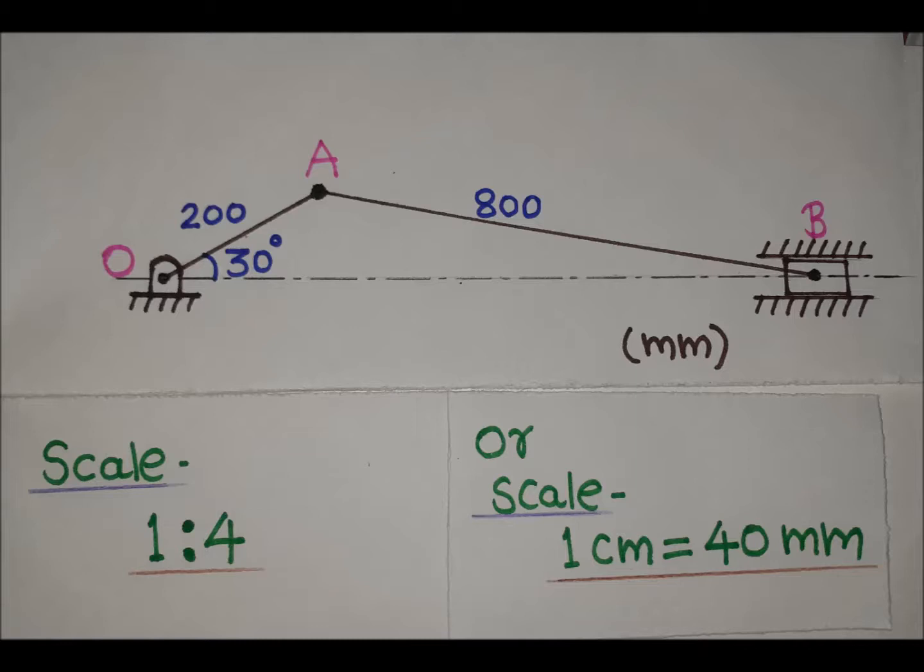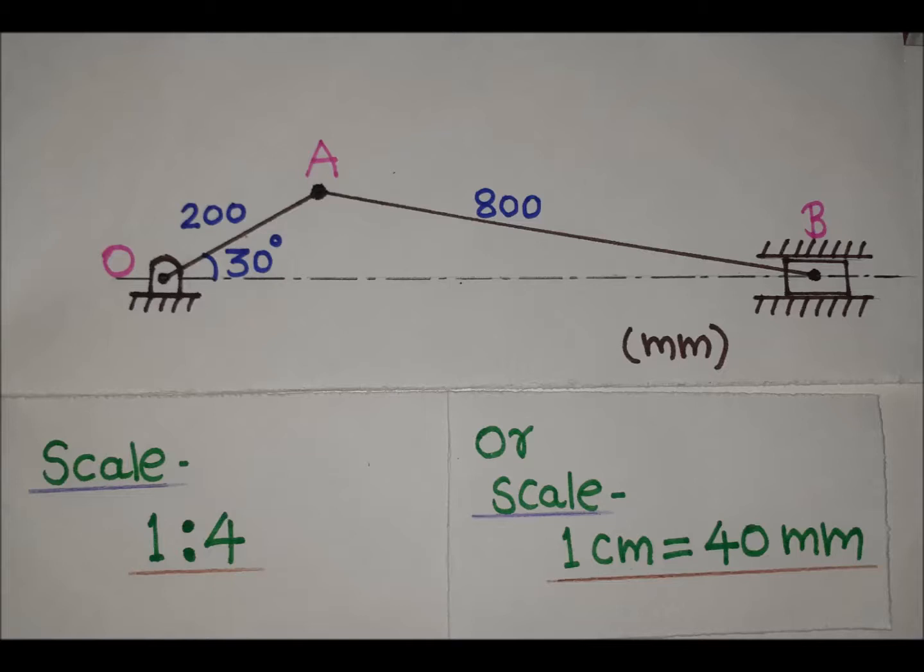Or we can take the scale in the format 1 centimeter is equal to 40 mm, means for crank OA we should take length as 5 centimeter. Because scale is 1 centimeter is equal to 40 mm, therefore to represent 200 mm, we should draw a line of 200 divided by 40 centimeter, that is 5 centimeter. Similarly, for connecting rod AB, length will be 20 centimeter as 800 divided by 40 will be equal to 20 centimeter. We can prefer any system of scale.